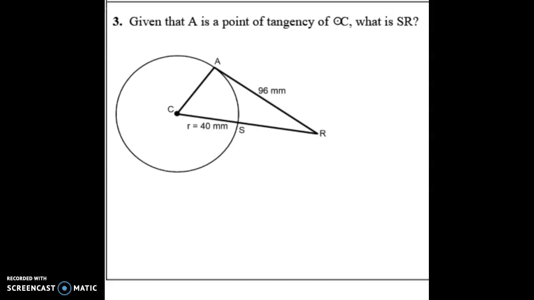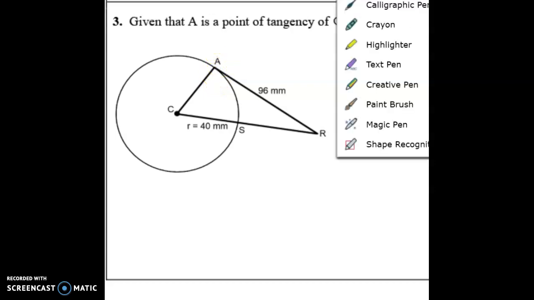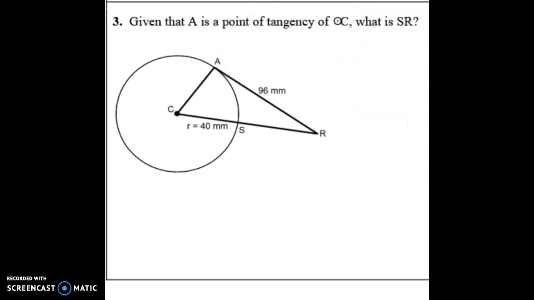Okay, so this one says given A is a point of tangency of circle O and A is connected to C as a radius, then this is a right angle, which is always good. And we are asked to figure out what SR is. That's this little point right here. We were given that the radius is 40, so this is also 40.